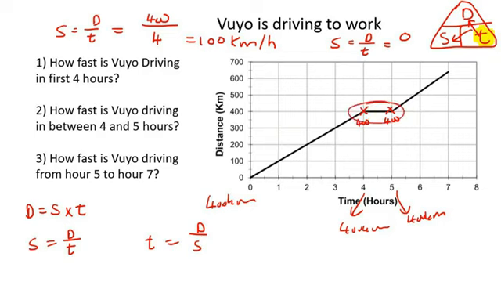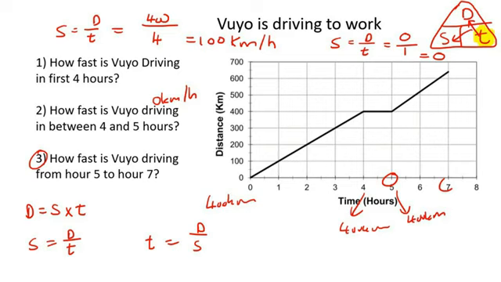So from here to here, the distance has not changed. So that means 0, okay? And then the time, you could say 1 hour, and that's just going to give you 0. So it's 0 kilometers per hour. And then this next one says, how fast is Vuyo driving from hour 5 to hour 7?